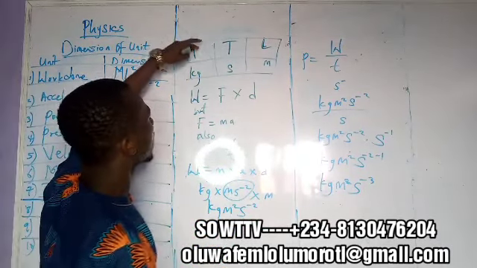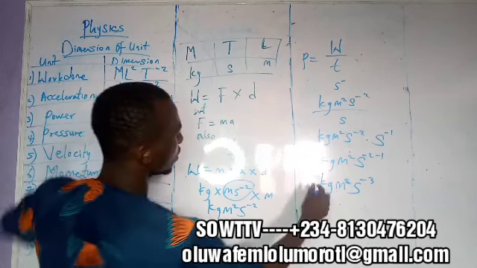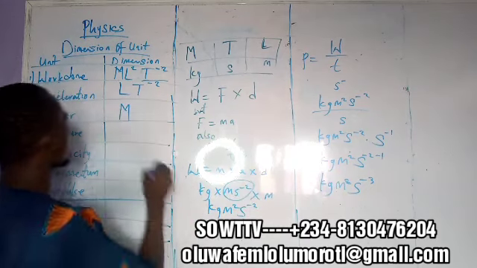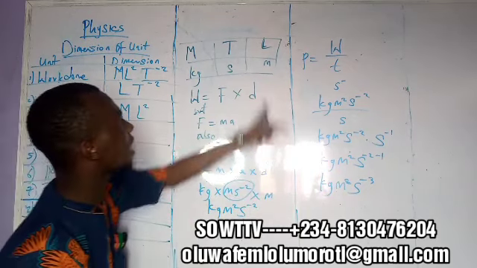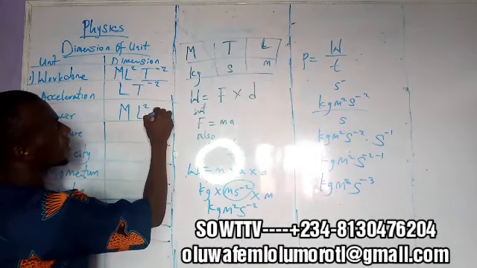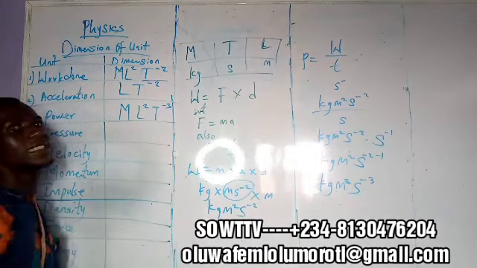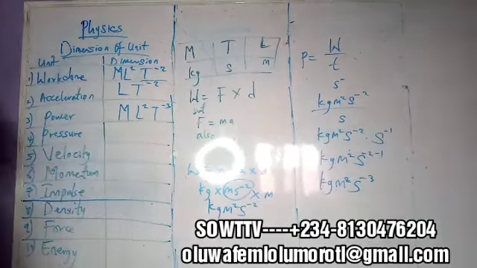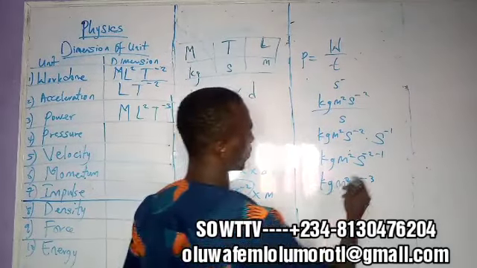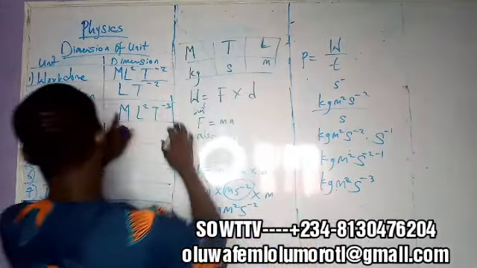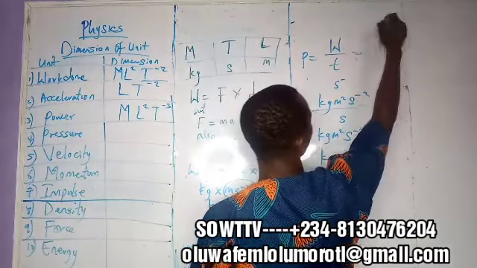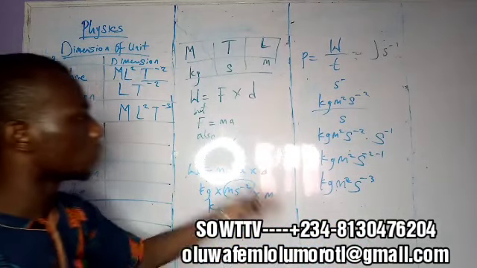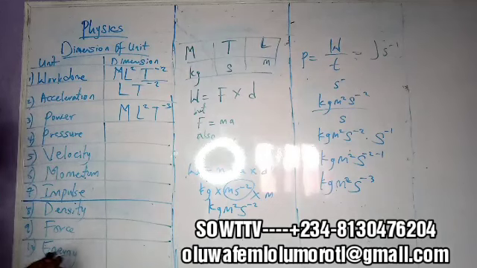If you look at it here, kg is mass, meter is length, so we have L^2, and seconds is T^-3. This is the dimension of power: ML^2T^-3. That is why we say the unit of power is joule per second, since work done is also measured in joule.